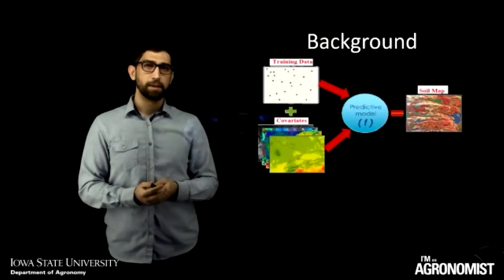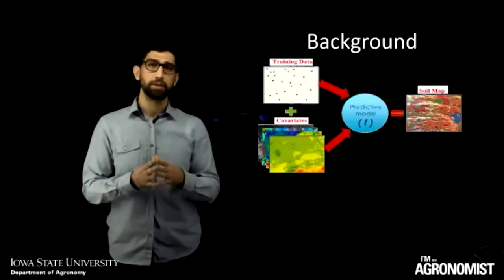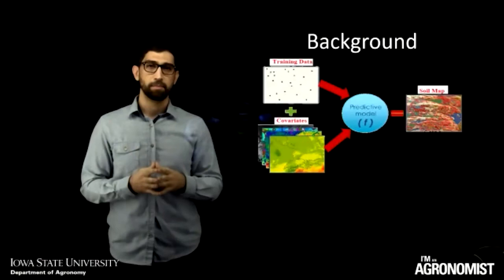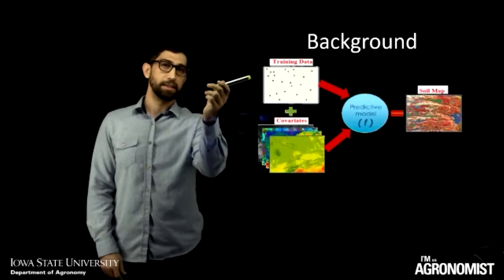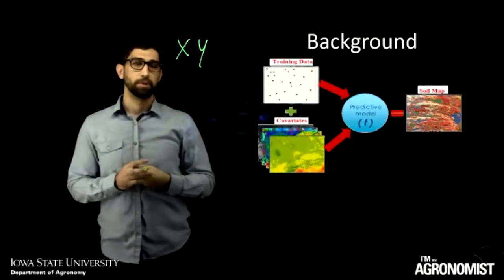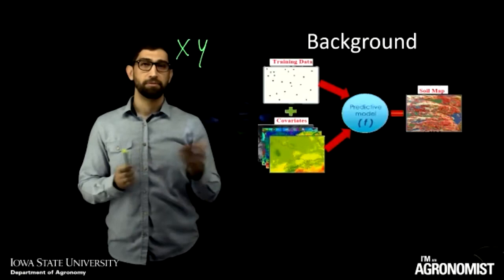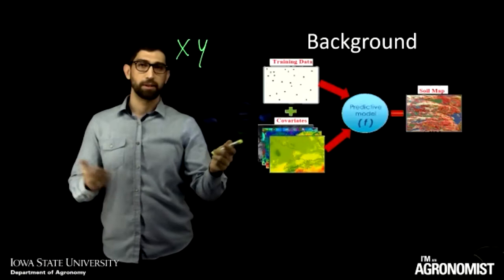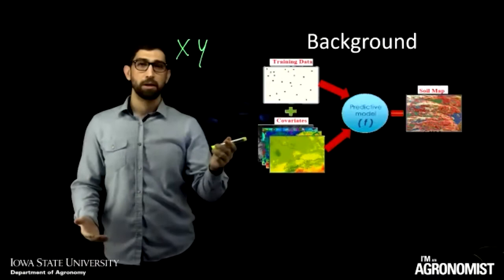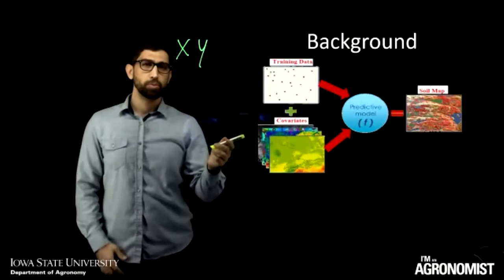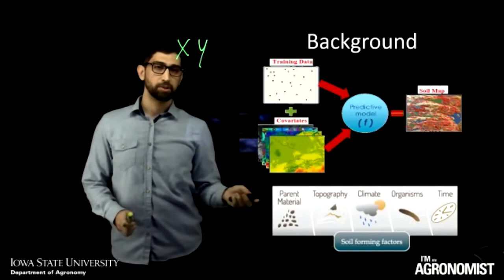To be able to do a digital soil mapping procedure, we should have two different data sets. First one is georeferenced training points. Each point has X and Y coordinates, longitude and latitude, and each point has an attribute for soil lab analysis for different properties: soil organic matter, phosphorus, potassium. And you have covariates. These are basically images from satellite imagery, digital terrain attributes, weather data like temperature data, rain data, rainfall. And these should be relevant to soil forming factors like parent material, topography, climate, organisms, and time.